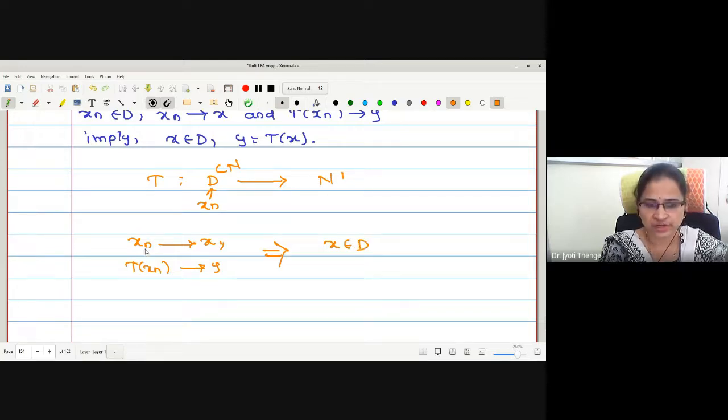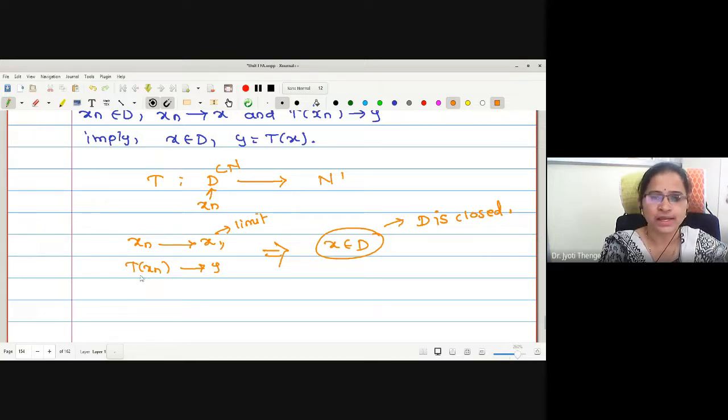See, look at this condition. Xn converges to x, x is in D. X is the limit point of D if xn converges to x. And that limit point is in D itself. What kind of set is it? Closed set. This is a closed set.